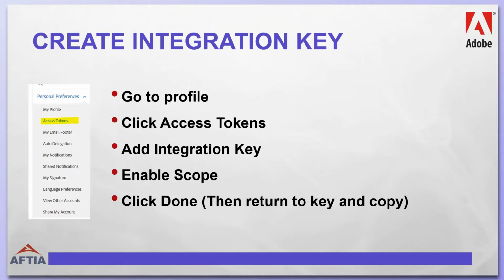To set up GigaSign to run, you will need to have an integration key or an access code token configured within your Adobe Sign environment. We'll take a look at how you can do that and then enable the scope of that integration. We'll then take the integration key and then move that over to our Adobe GigaSign application.